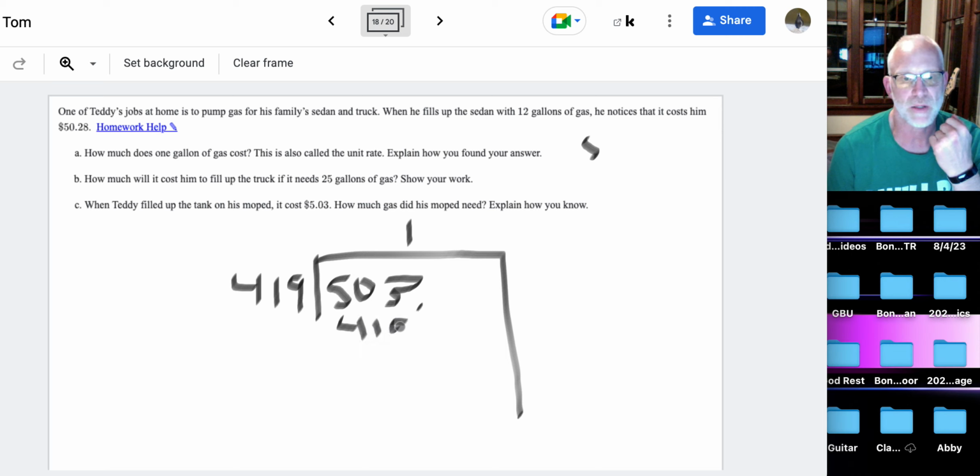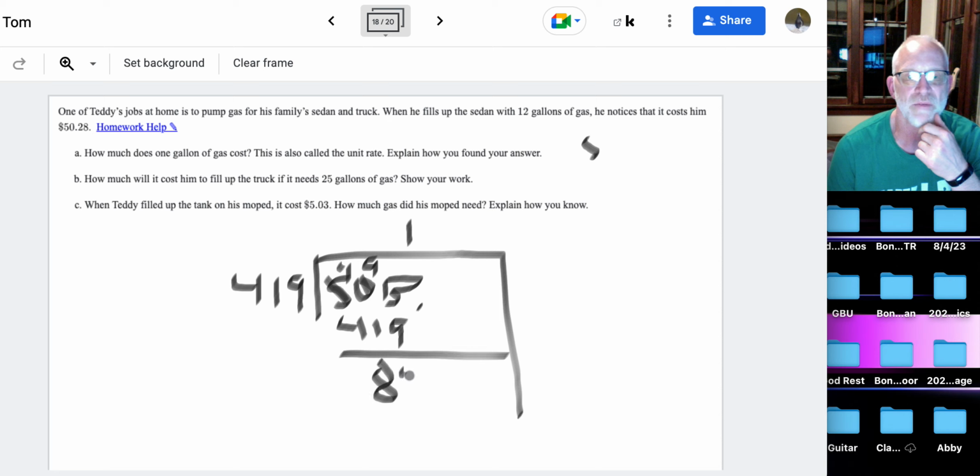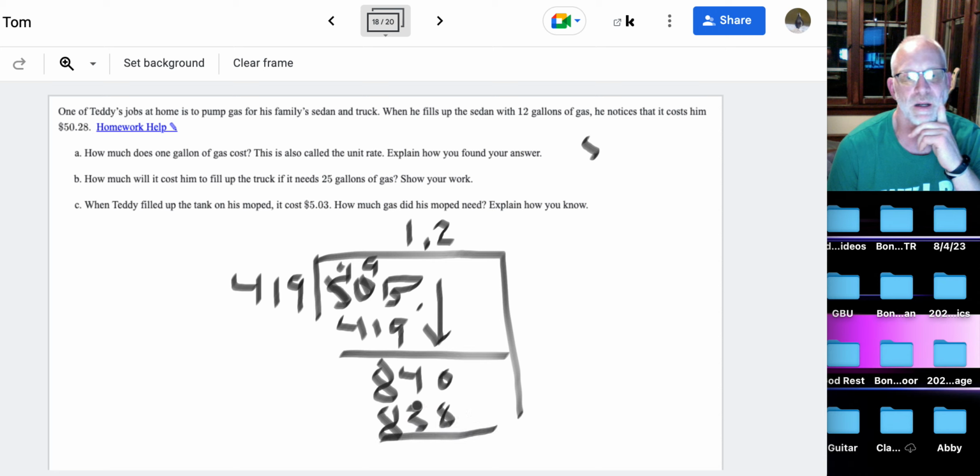So I subtracted out. Now, I can't go 3 subtract 9. So I want to borrow from here, but I can't borrow from a 0. So I borrowed from here, changed that to a 4, made that a 10. I borrowed from the 10, made that a 9, made that a 13. So now we've got 84, bring down a 0. And then how many times can 419 go into 840? And it's 2. And then I went, that's 838, 840 subtract 838 is 2.